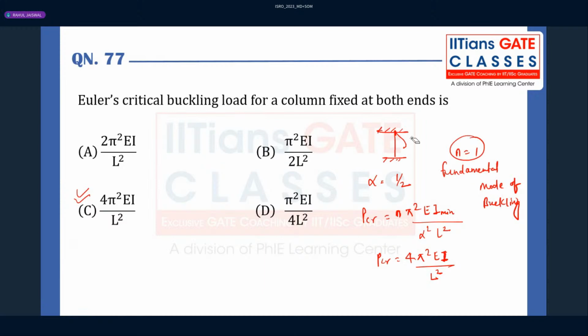Actual figure if I draw, then the buckling will happen like this. If at all buckling would have occurred like this, for example, that is n equal to 2. That is the second mode of buckling. In that case, the formula would be different from what we are seeing here. So this is corresponding to the fundamental mode of buckling. Make a note of it.